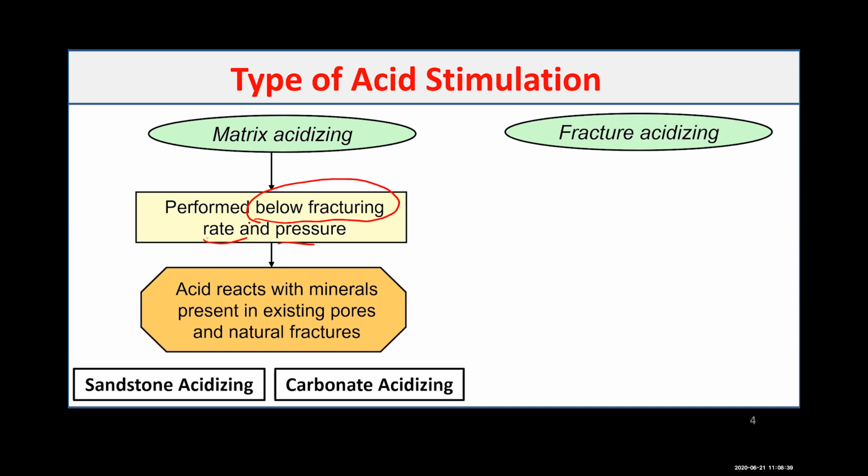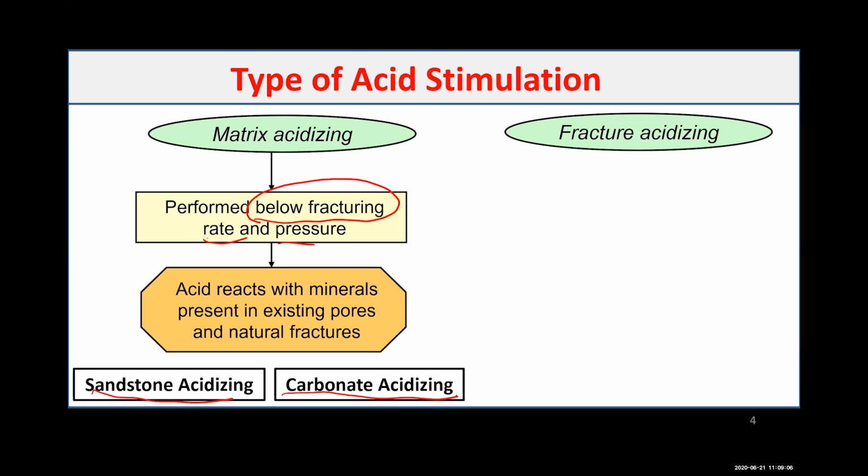And we have two main types: sandstone acidizing and carbonate acidizing, which depend on the type of formation you have. If you have a sandstone, that's called sandstone acidizing, and it has a special acid system that can work for sandstone. If your formation is carbonate, you need carbonate acidizing, and there is an acid system specially for the carbonate part.